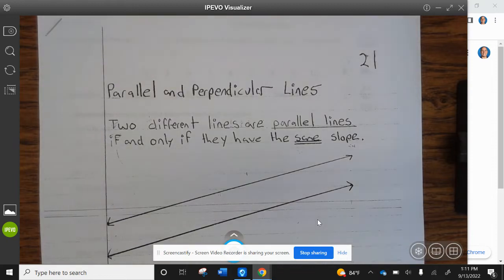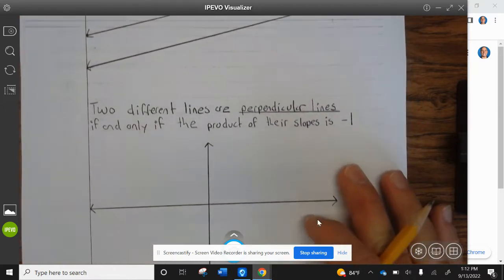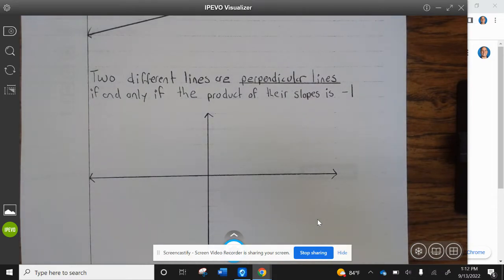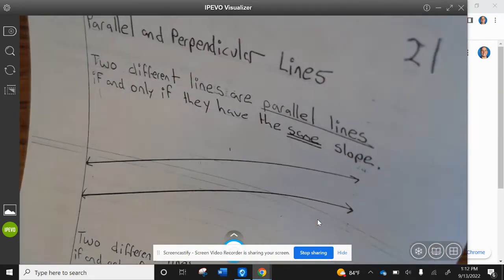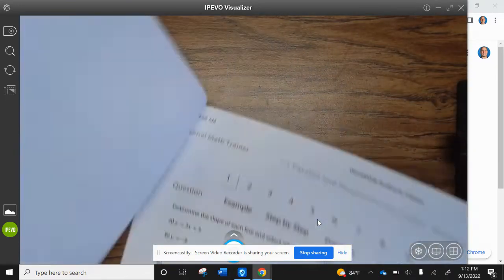Okay, Wildcats, today we're going to journal page 21, parallel and perpendicular lines. Two different lines are parallel lines if and only if they have the same slope. Two different lines are perpendicular lines if and only if the product of their slopes is -1. All right, go ahead and finish looking at your notes and let's take a look at the first example.